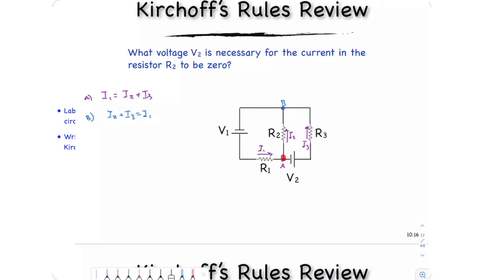So I did this at both the bottom junction, which I was calling junction A, and at the top junction, which I was calling junction B. And at the bottom junction, I had I1 flowing in, I2 and I3 flowing out, so I have I1 equals I2 plus I3.